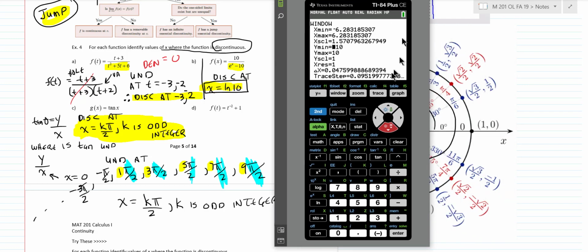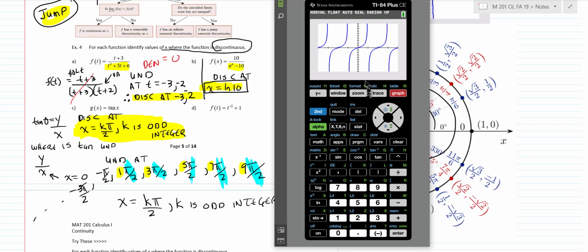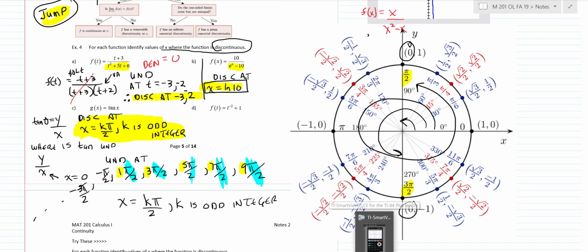Okay, let's see if this looks familiar to you. If we put in y equals tangent x, see if this is what you were taught. See, there's an infinite number of asymptotes. They are at pi over 2, 3 pi over 2, 5 pi over 2, 7 pi over 2, and so forth. Odd pi over 2. That's where that happens, okay? So that's how you do that.